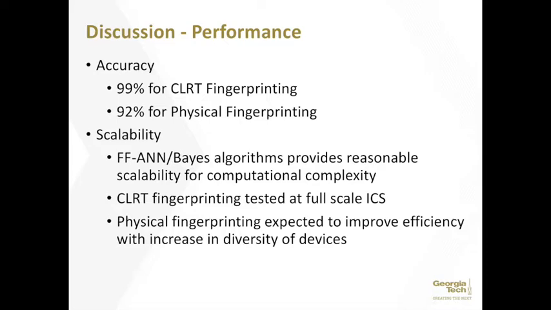Furthermore, scalability is also a question with regards to applying any approach to a real world application. And the CLRT fingerprinting was tested at full scale ICS. And physical fingerprinting is actually expected to improve its efficiency when you have an increase in diversity of devices because you have a larger data set. And some of the algorithms that they applied to identifying the data that they pulled back, FFAN and the Bayes algorithms, provide reasonable scalability for computational complexity as complexity increases. So, long story short, the performance of both these fingerprinting approaches is actually very promising.